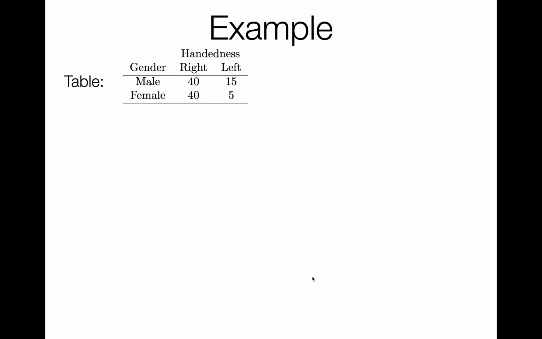So here I've got a simple table on gender and handedness. And forgive me, this table is old, so it only has two rows for gender, and we could have encoded more there if we wanted to, but at the time they only encoded two. Okay, so there's the table. Gender and handedness, we've got a 2 by 2 table.